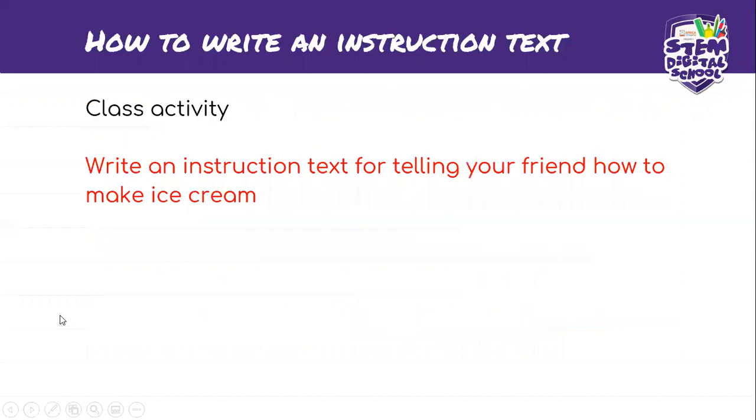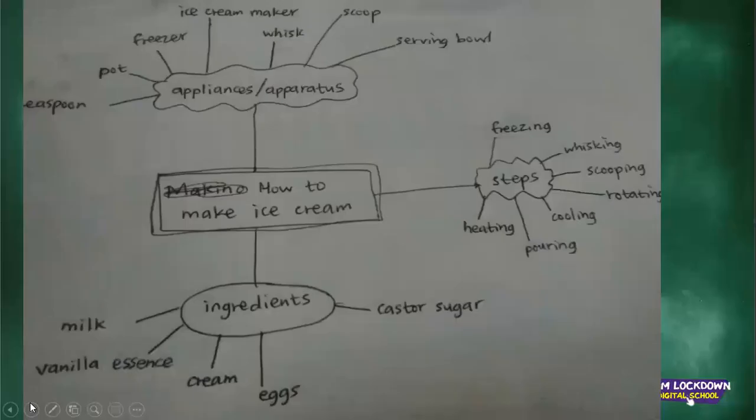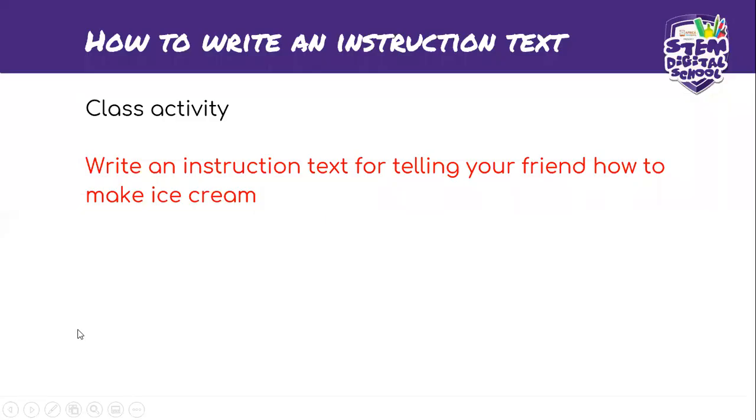Okay, so let us do an activity together. In this activity, we are going to write an instruction text for telling your friend how to make ice cream. So here we are assuming that you can make an ice cream. Therefore, you are going to help your friend with how to make ice cream for themselves, right? So remember the process writing method.